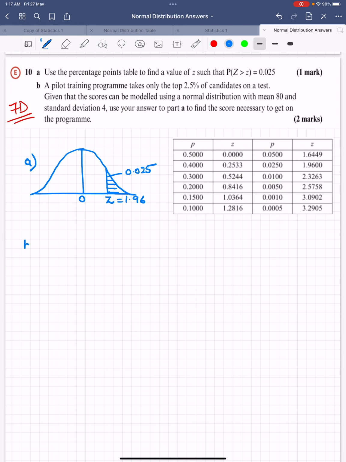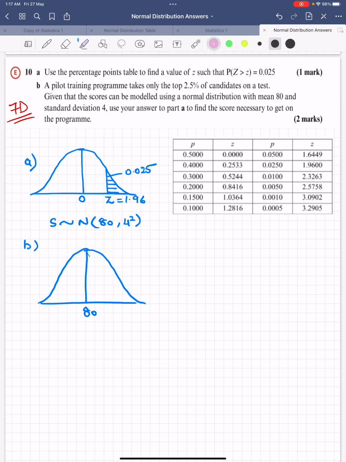Now for part B, the question says that a pilot training program takes only the top 2.5% of the candidates on a test. Given that the scores can be modeled using a normal distribution with a mean of 80 and standard deviation of 4, so the score can be modeled normally with a mean of 80 and standard deviation of 4. Now let us draw this on the bell curve. Our mean is 80 and only the top 2.5% of the candidates are chosen.